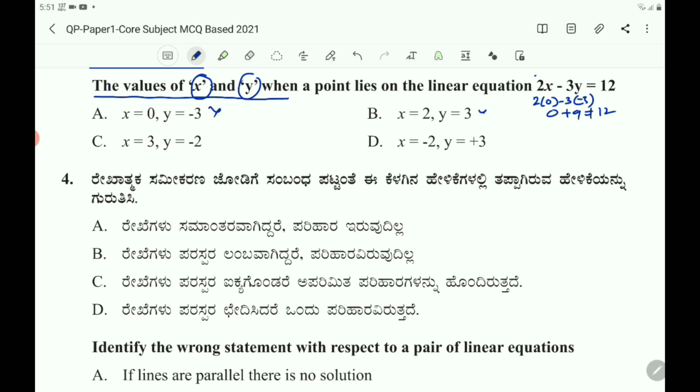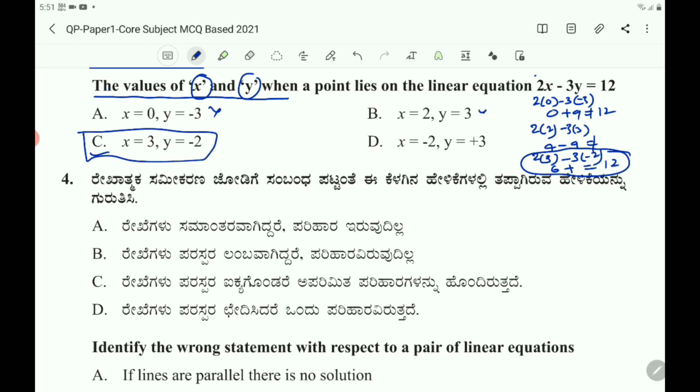Then you take this one. 2 into 2 minus 3 into 3. 4 minus 9, it is not an answer. Next you take C. That is x equals 3. 2 into 3 minus 3 into minus 2. So 6, minus into minus gets plus, 6 plus 6, 12. So this is the value which satisfies. So option C is the answer.